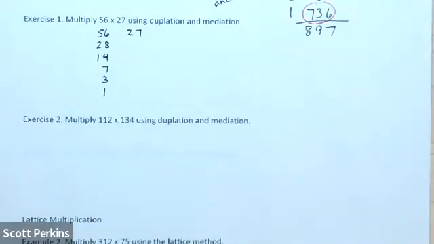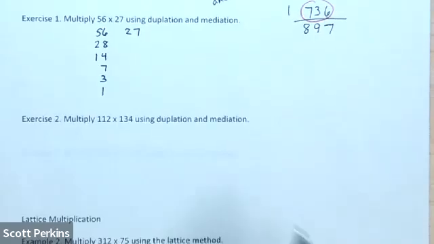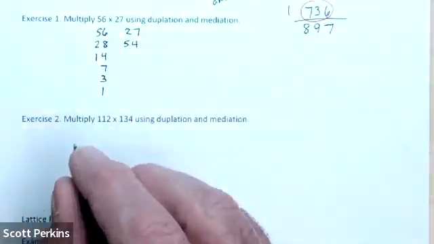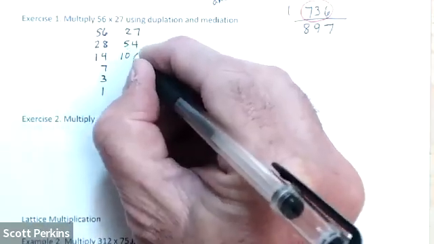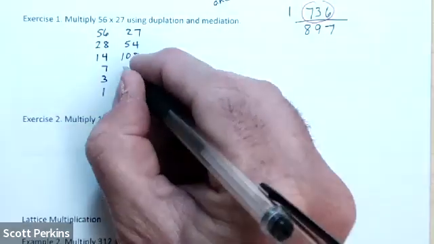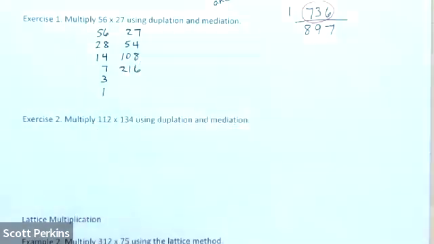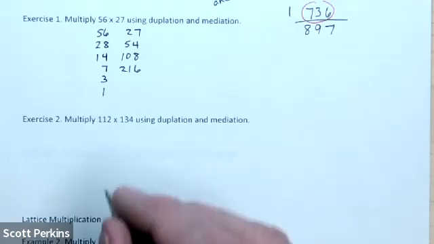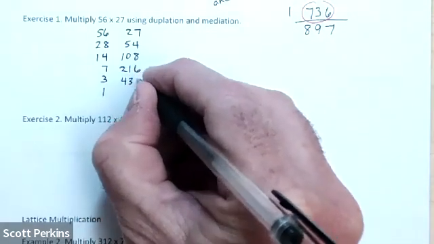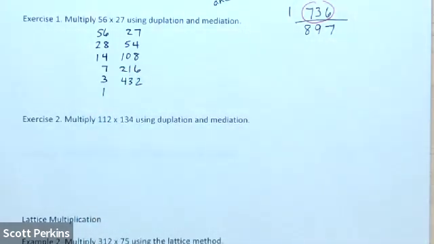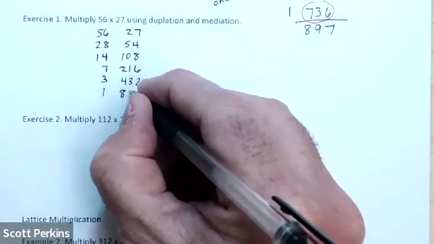So for each of those rows that I've just created, I am now going to take the 27 and double it. So 27 times 2 is going to be 54. 54 times 2 is going to be 108. 108 times 2 is 216. 216 times 2 is going to be 432. And last but not least, 432 times 2 is 864.